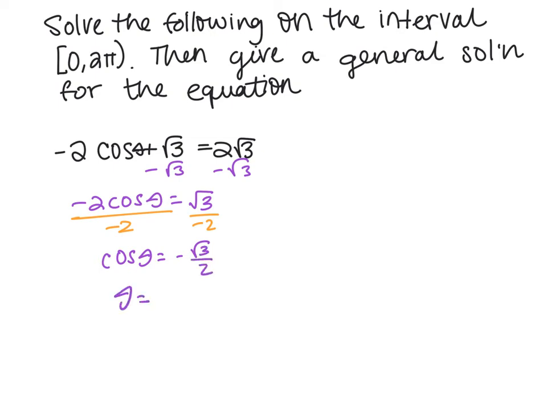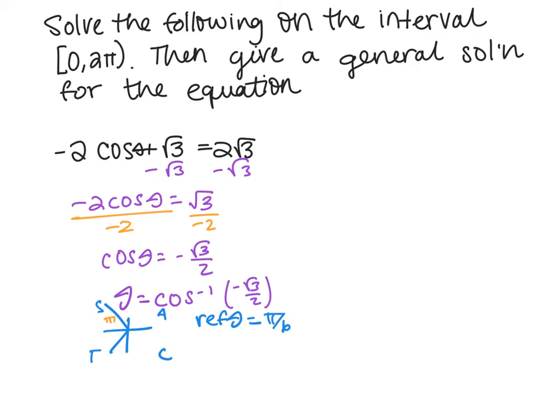So now we need to take our inverse and think about our quadrants. So cosine this time is negative. So if we think about our all students take calculus, that means we're looking in the second and third quadrant, and our reference angle for cosine equal to root 3 over 2 is pi over 6. So we need the pi over 6 angle in the second quadrant, pi over 6 angle in the third quadrant. So our two answers between 0 and 2 pi would be 5 pi over 6 and 7 pi over 6.